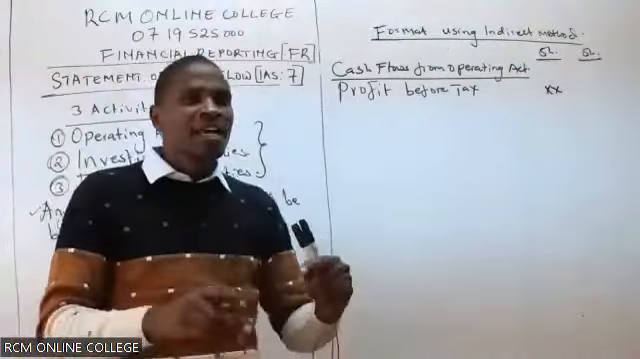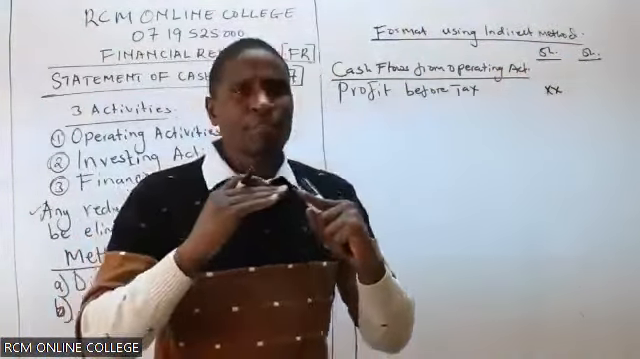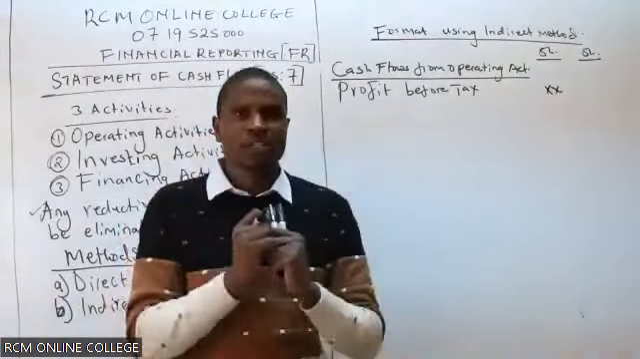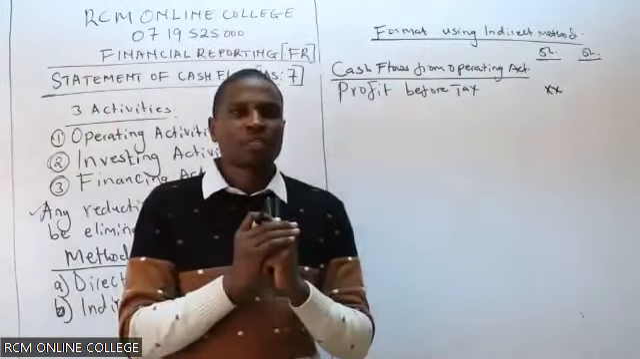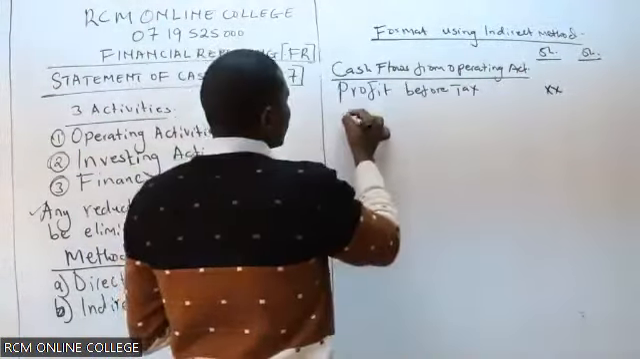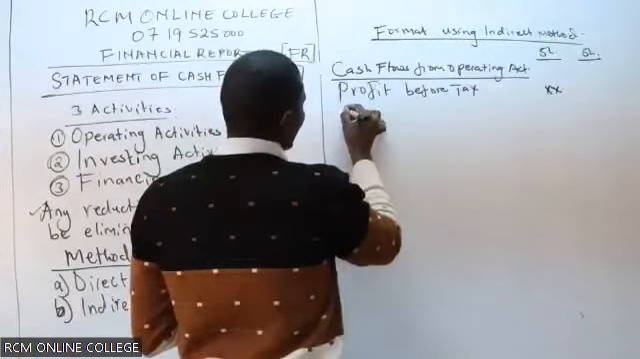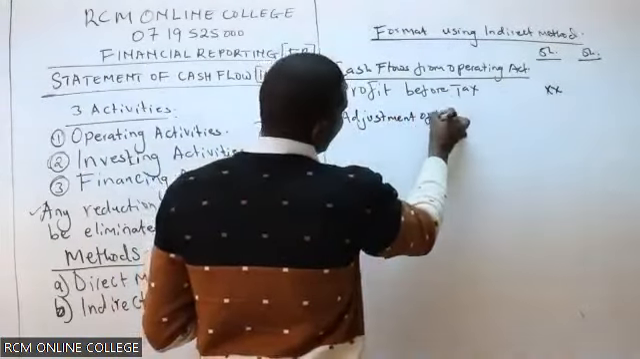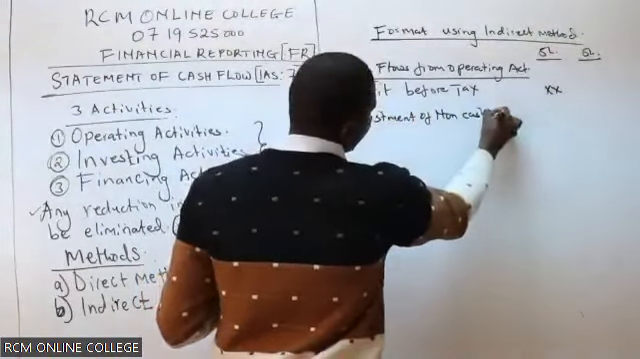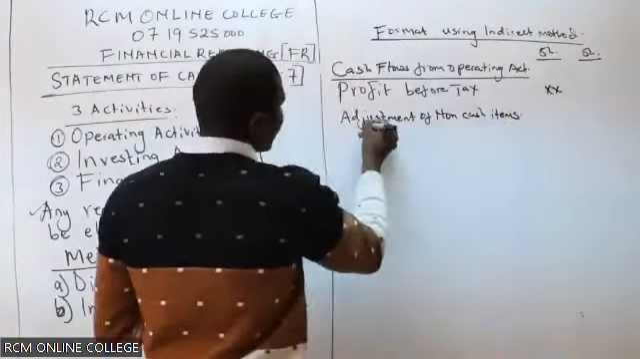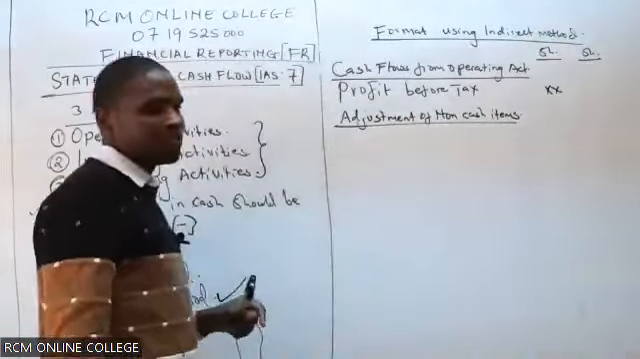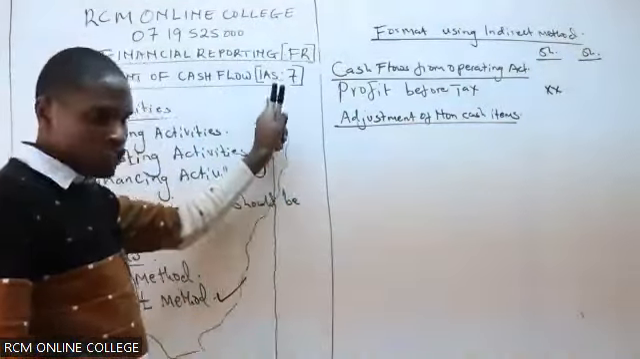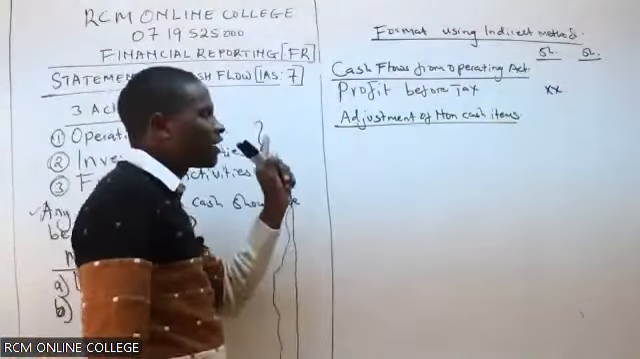So in that case, if you have the profit before tax in the income statement, you look upward. Those items that are upward, we call them adjustment of non-cash items. This heading will not change; it will remain like this unless the standard is changed.